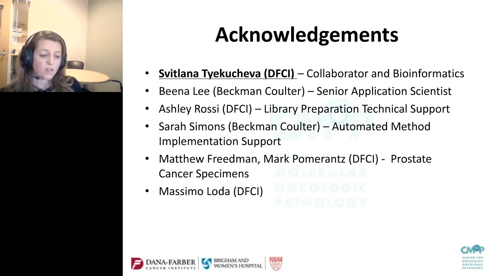Our prostate cancer specimens actually come from the Gelb Center, and the cohort was defined by Matthew Friedman and Mark Pomerantz, who are investigators here at Dana-Farber. Massimo Loda is the director of the center.